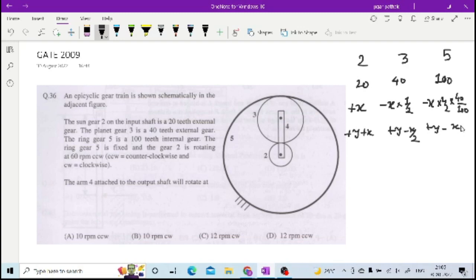So write plus y plus x, then plus y minus x by 2, then here plus y minus x by 5. Sir, answer 10 rpm. Yes, correct. But counterclockwise 10, or clockwise or counterclockwise? Clockwise. Check again.